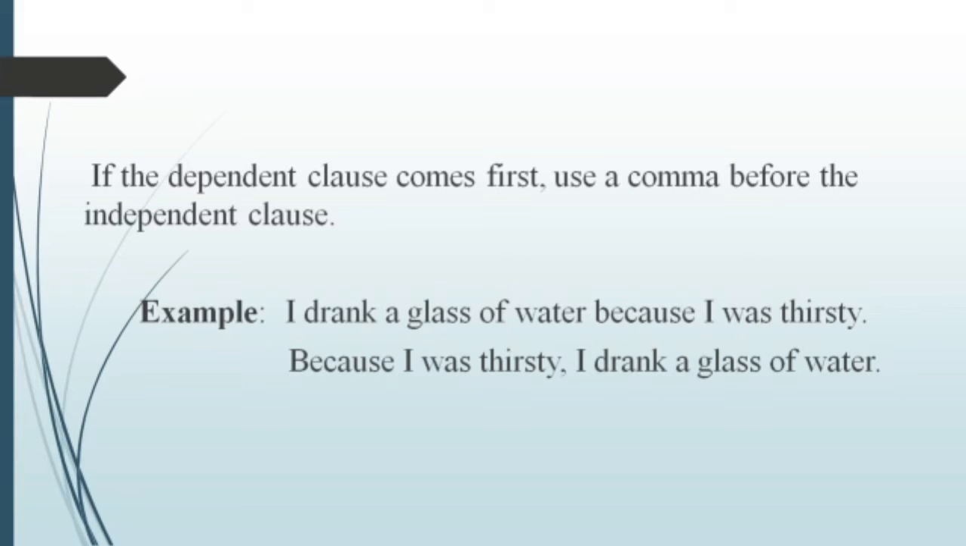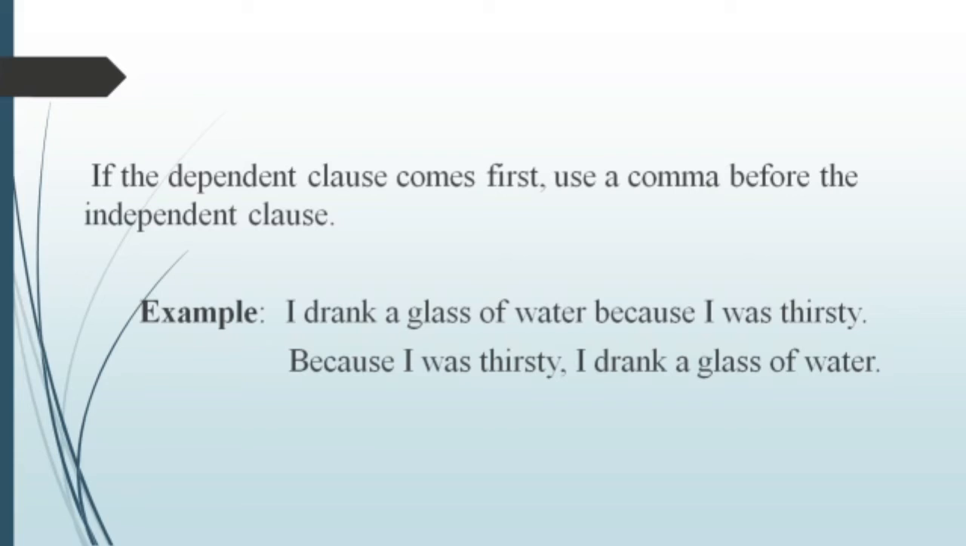But if we have the dependent clause in the beginning of the sentence, like "because I was thirsty," then you take a little pause, and that's the reason you require a comma there, and then you come with the independent sentence, "I drank a glass of water." Getting the difference between both? When do we have to use a comma? We have to use a comma when we have a dependent clause beginning the sentence.